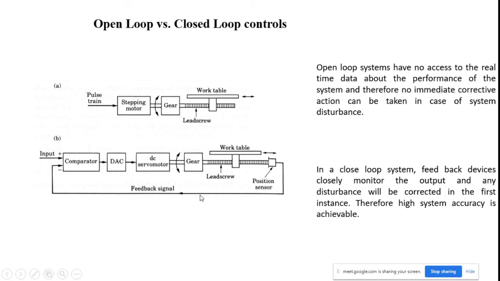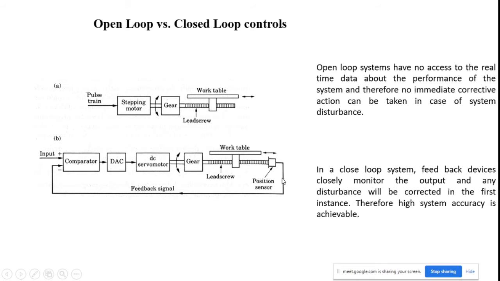In a closed loop system, for example in my class, if you tell me, sir, I can't understand, likewise you give me a signal. Based on that, I can again explain my concept and make a decision to change. That is known as a closed loop system. In a closed loop system, the feedback devices closely monitor the output and any disturbance will be corrected in the first instance. Therefore, high system accuracy is achievable in a closed loop control system.